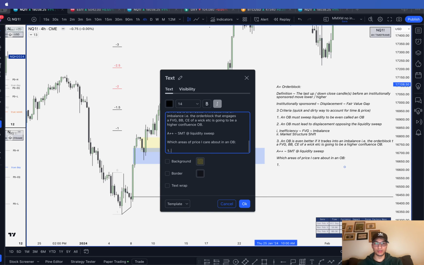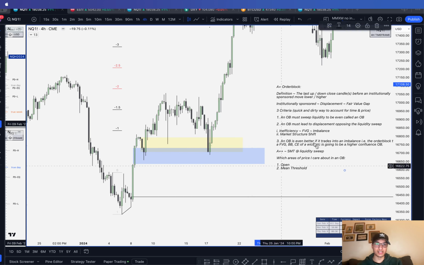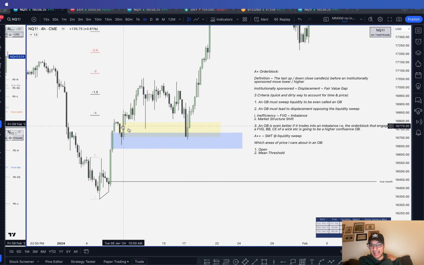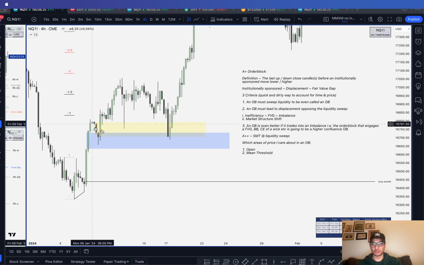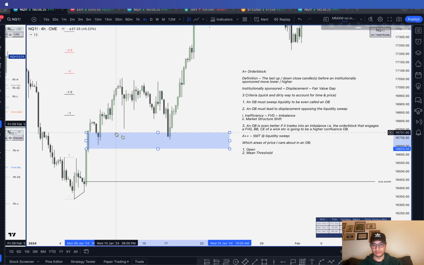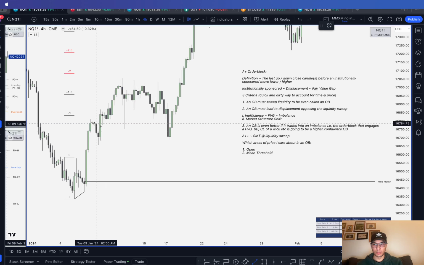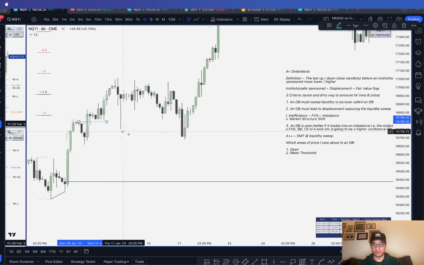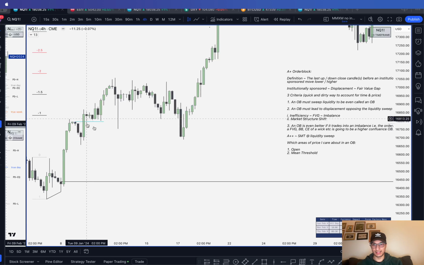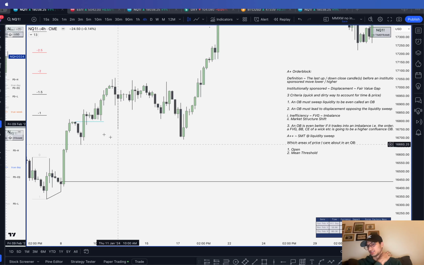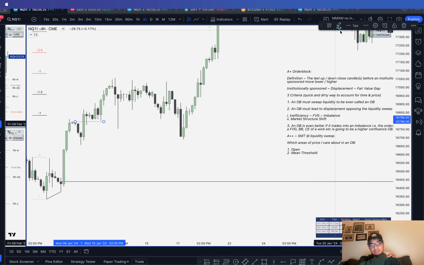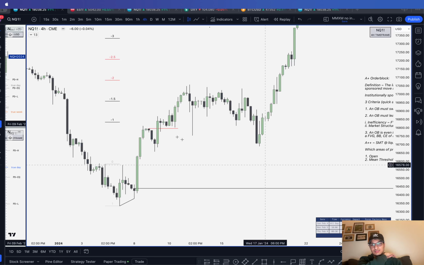One is going to be the open. Two is going to be the mean threshold. That's it. That's all you got to know. Look at 2 places in the order block. That's all you care about. The entire body is way too big. So if you're looking at an order block, look at 2 specific locations. Okay? The open. What do you notice about price reacting to this open? Right here. Very sensitive. Very sensitive, right? Yeah. Okay, fantastic.